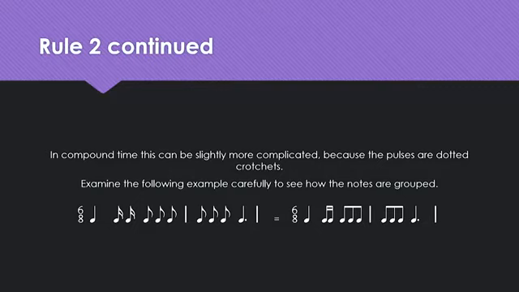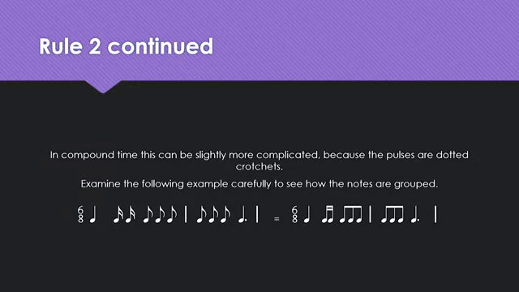Now, in compound time, this can be slightly more complicated because the pulses are dotted crotchets. So let's have a look at the next example to see how the notes are grouped. 6/8 tells us that there are 6 quavers in the bar or 2 dotted crotchets in the bar. A dotted crotchet is worth 1.5. So all of the groups of notes now have to be worth 1.5.